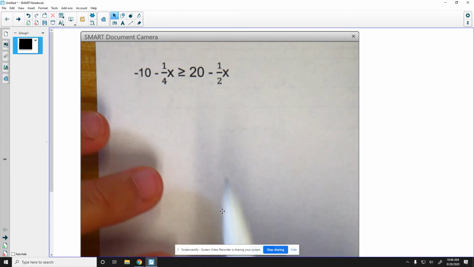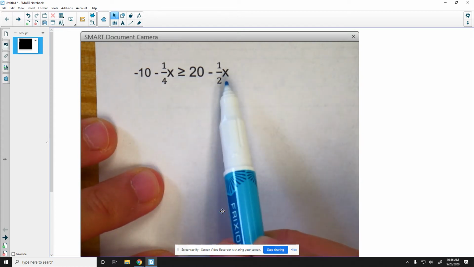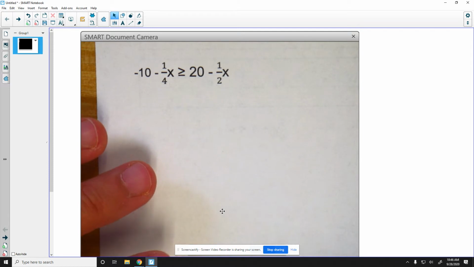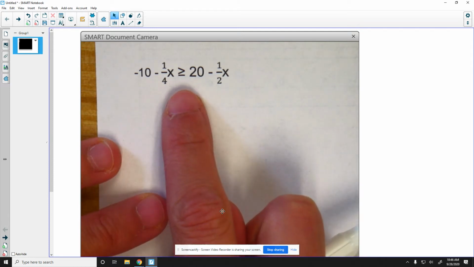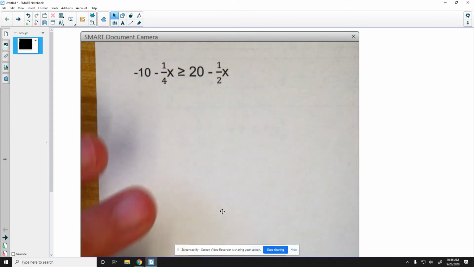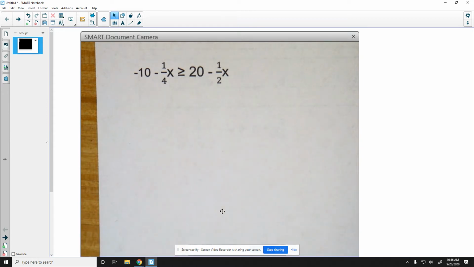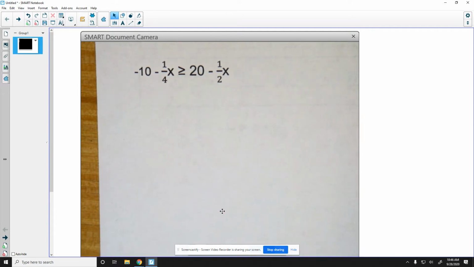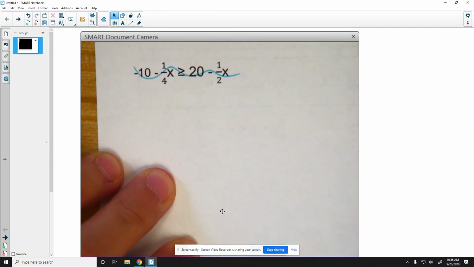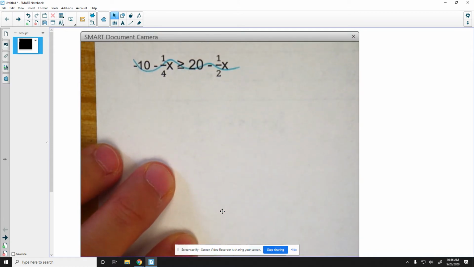First of all, I see a fraction problem, and I don't like fraction problems. So can someone raise their hand if they remember, whenever I see a fraction problem, what should I do? Karina? Yes, ma'am. Turn it into a decimal. Karina, do you remember how to turn 1/4 into a decimal? Yes. Okay, so I'm going to cross this out because fractions are no bueno.